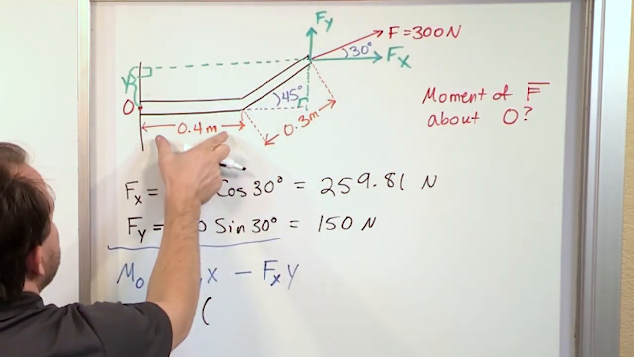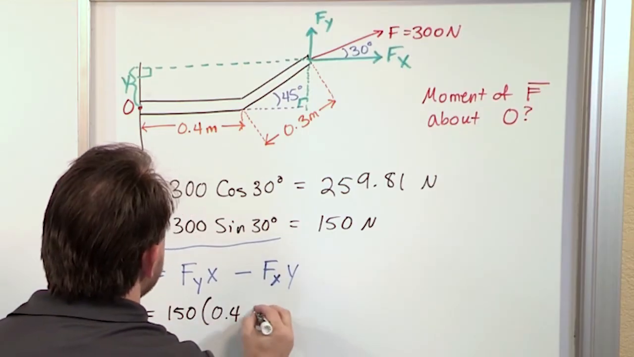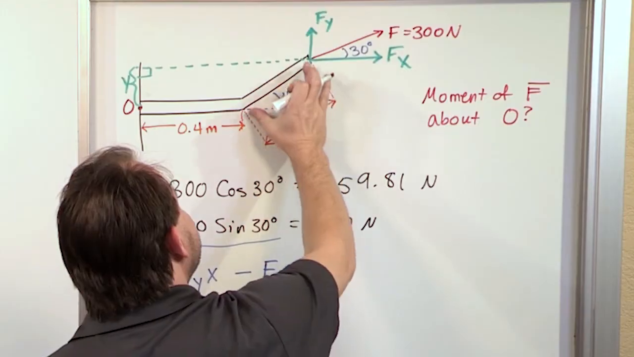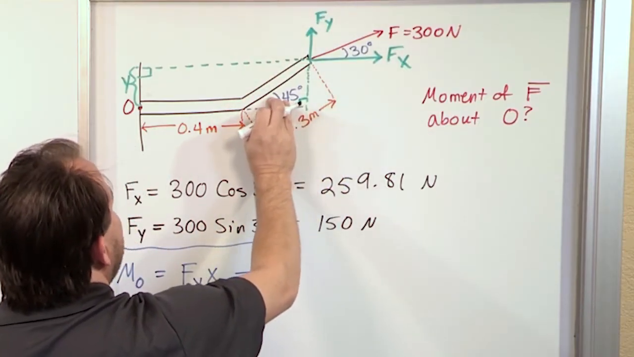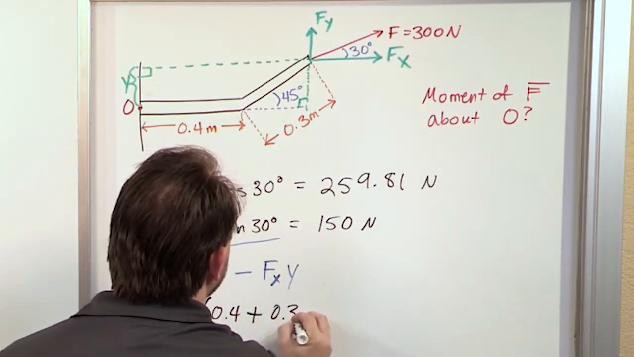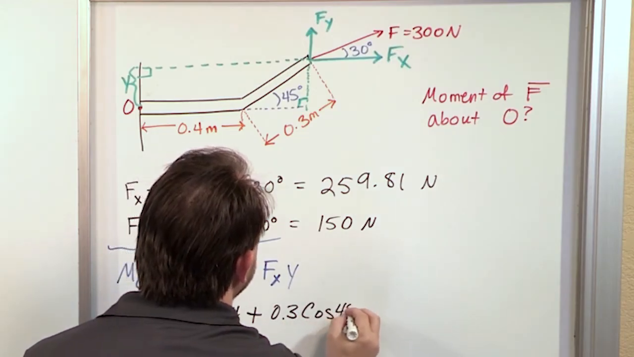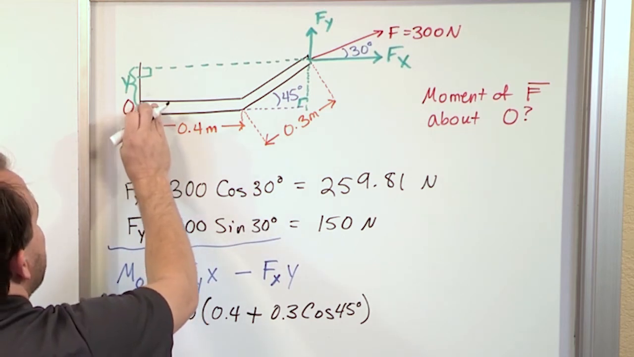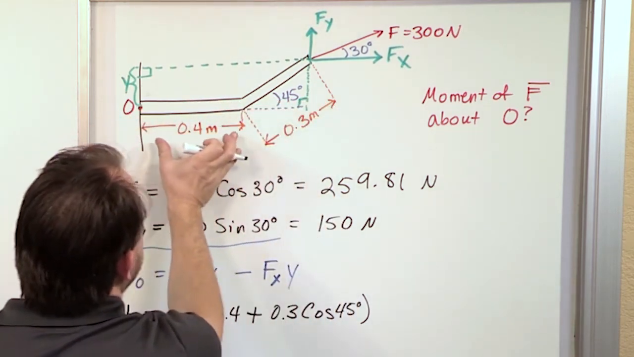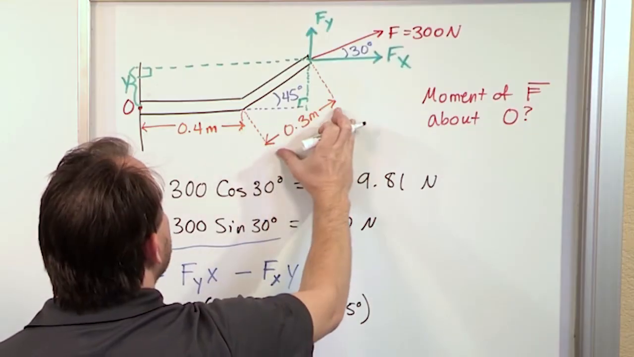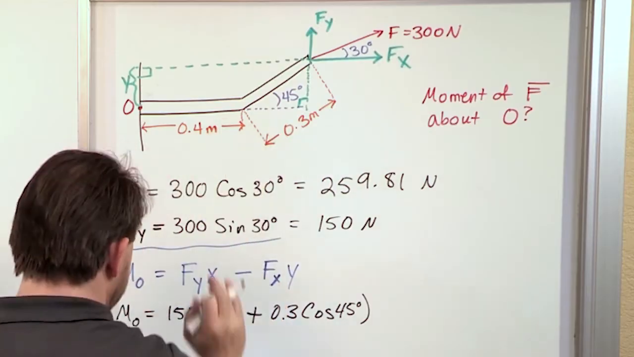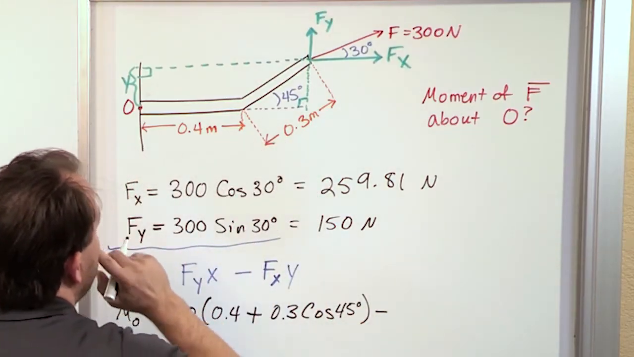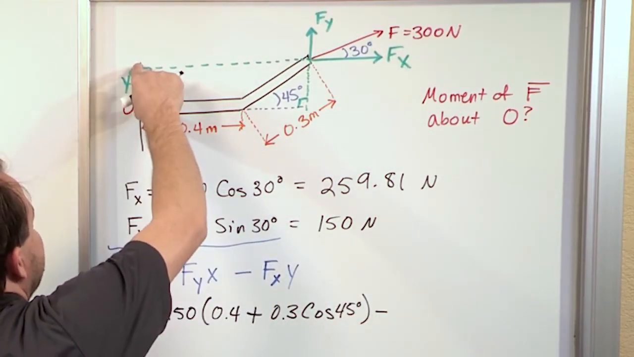Now we need to find this x value here. This x value is 0.4 meters plus this little distance here, which is given as 0.3 meters, but you know the angle is 45. So 0.3 times the cosine of 45 degrees. Make sure you understand that. This is the distance from O all the way out to this green line. It's 0.4 plus 0.3 times cosine of 45. Then we have the minus sign here.